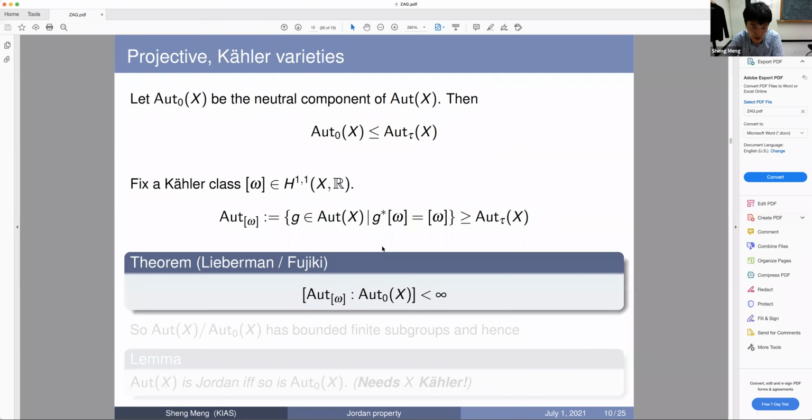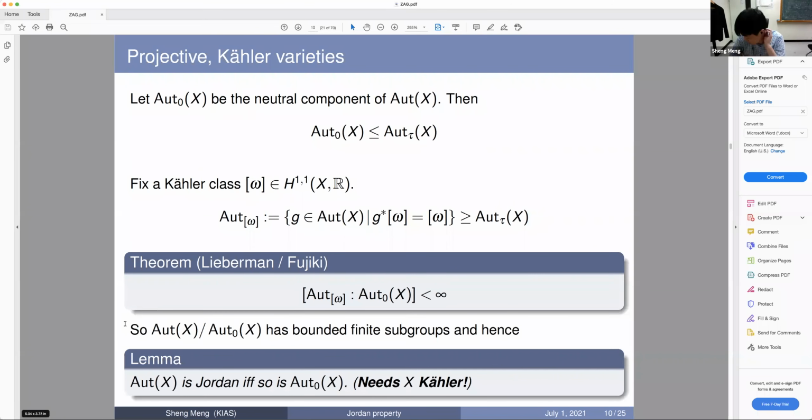Then by a result of Lieberman and Fujiki, we see that the index of Aut^0(X) in Aut_ω is finite. So together we can see that Aut(X) quotient by Aut^τ(X) has bounded finite subgroups, and Aut^τ(X) quotient by Aut^0 is finite. So together Aut(X) quotient by Aut^0(X), which I call the component group, has bounded finite subgroups. So once more, to show Aut(X) is a Jordan group, we only need to show that the connected component Aut^0(X) is a Jordan group. Here I highlight that we need X to be Kähler.